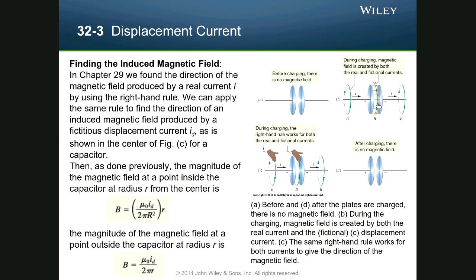But you'll notice there's no current here. That's what's called fictitious. So it's this displacement current that causes this magnetic field. Now, during charging, the right-hand rule works for both the real and fictional currents. And after charging, there's no magnetic field, because there's nothing happening. There's no change in here.